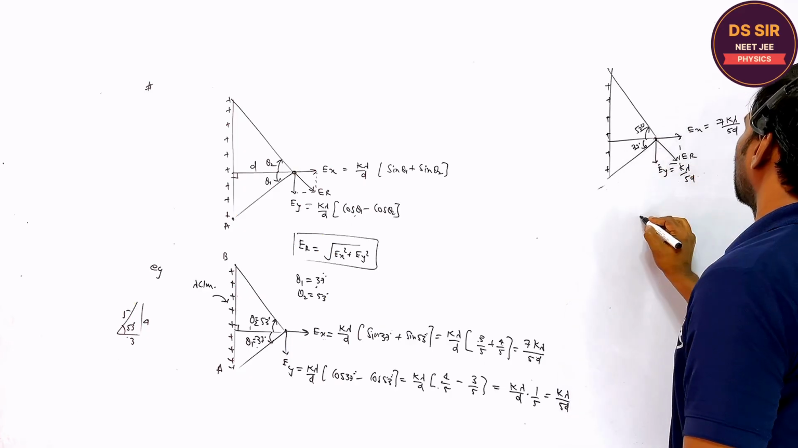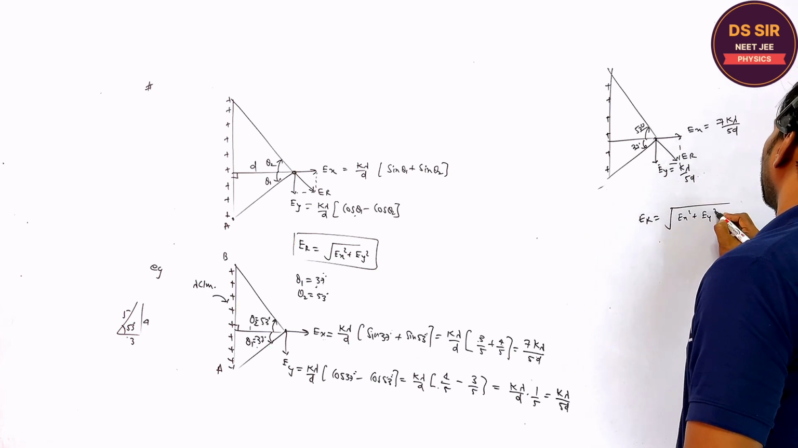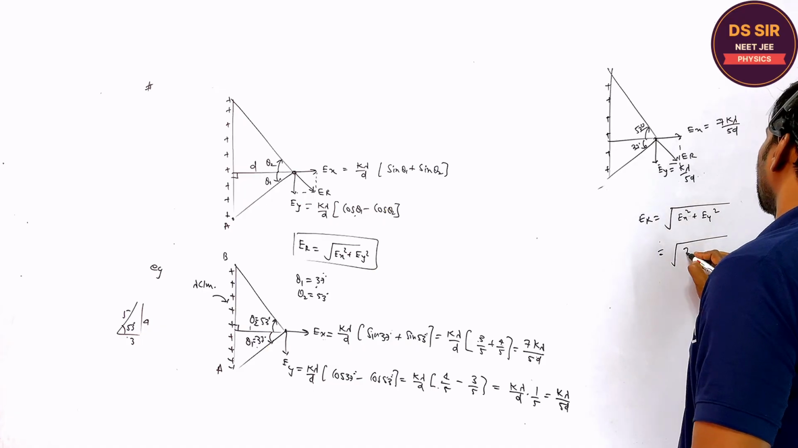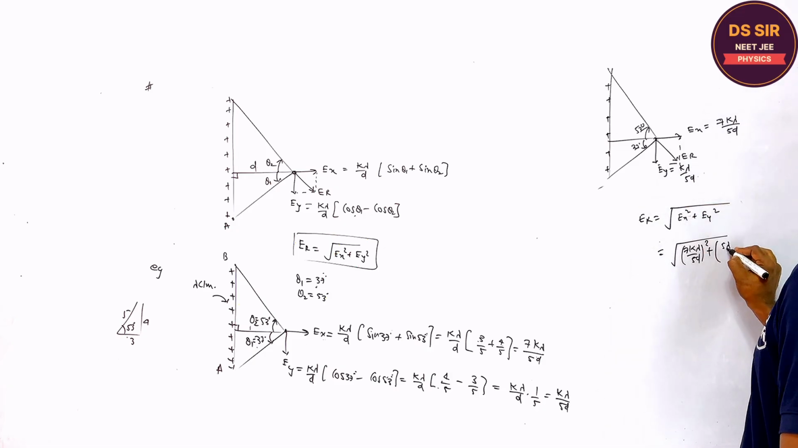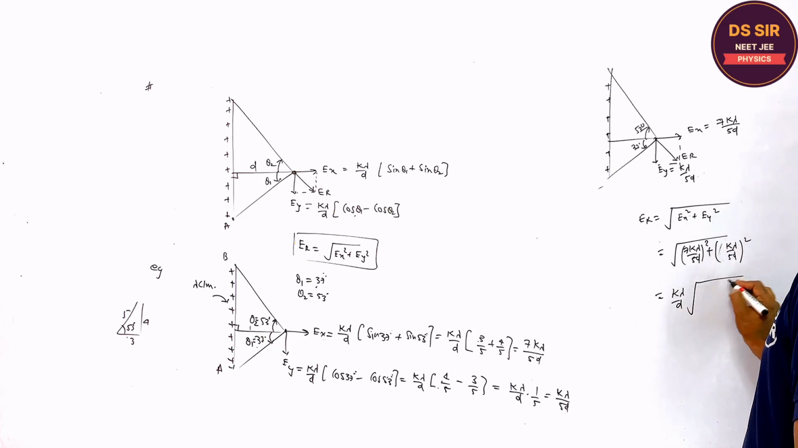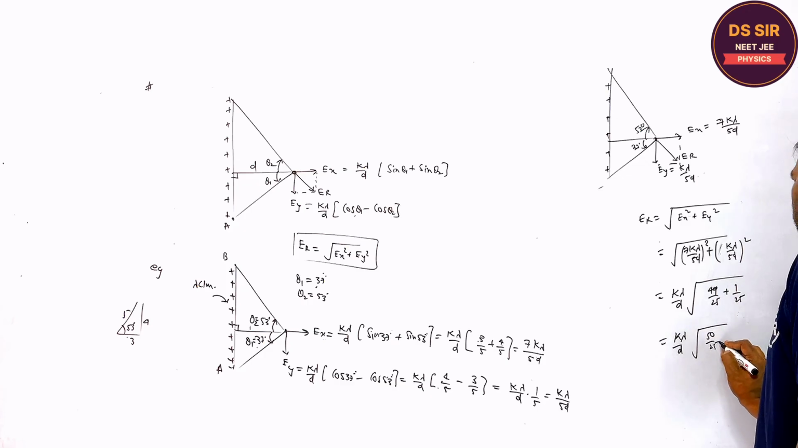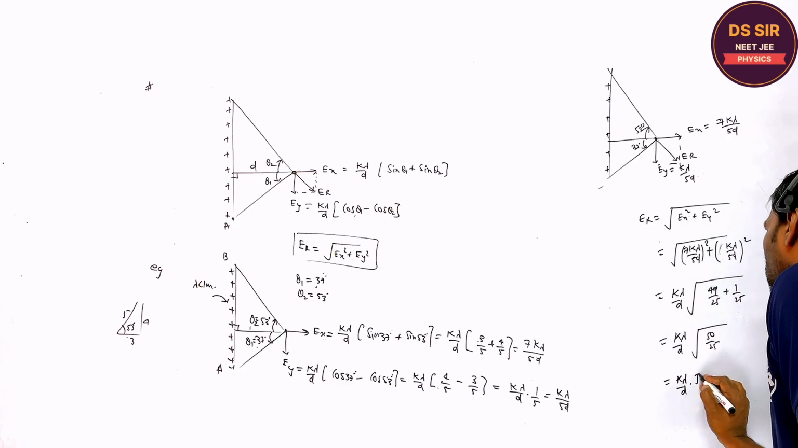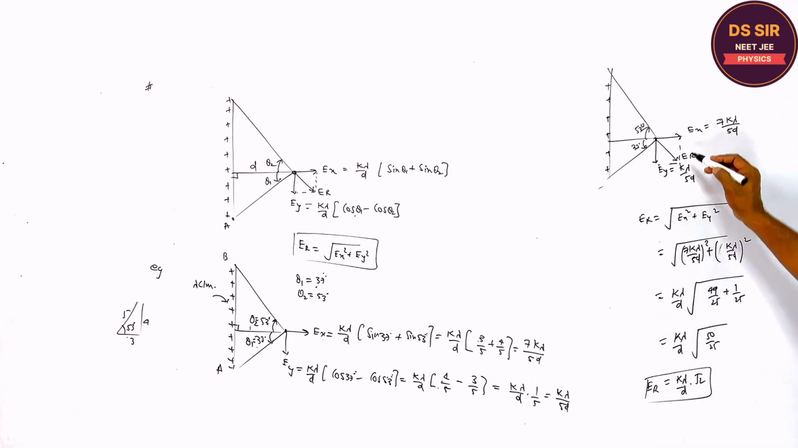The resultant electric field is root over Ex square plus Ey square, which is equal to root over (7 k lambda upon 5d) whole square plus (k lambda upon 5d) whole square. K lambda upon d is common. It is 49 upon 25 plus 1 upon 25. So when you simplify, 50 upon 25, this is k lambda upon d root 2, the net electric field. Are you getting or not?